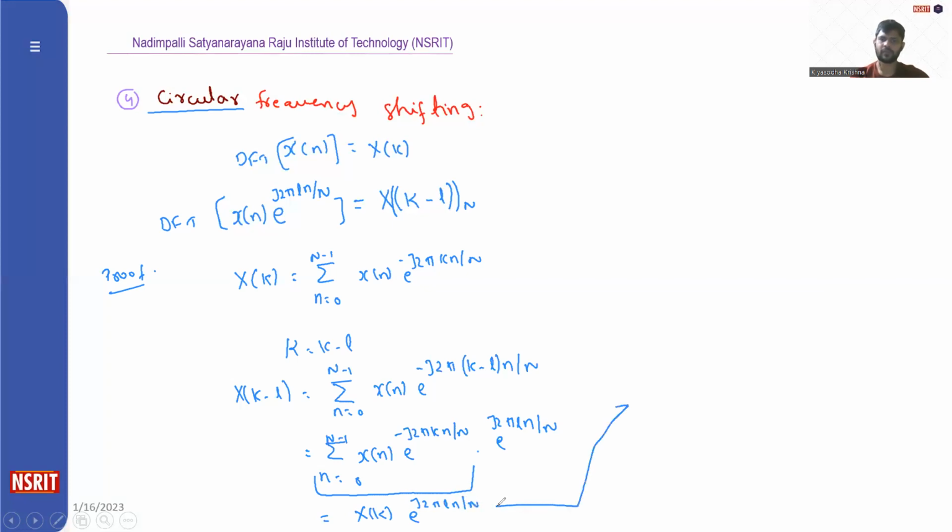Now simply, X of k minus l is nothing but the DFT of x of n e to the power of j 2 pi l n by N. So that is nothing but the circular frequency shift of x of n. This is the term we have to learn. So this is the property.